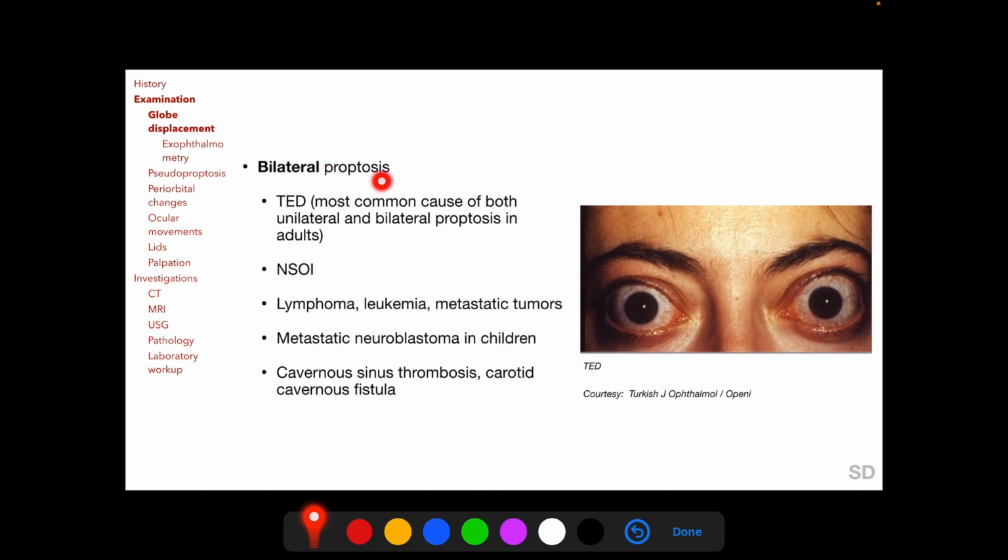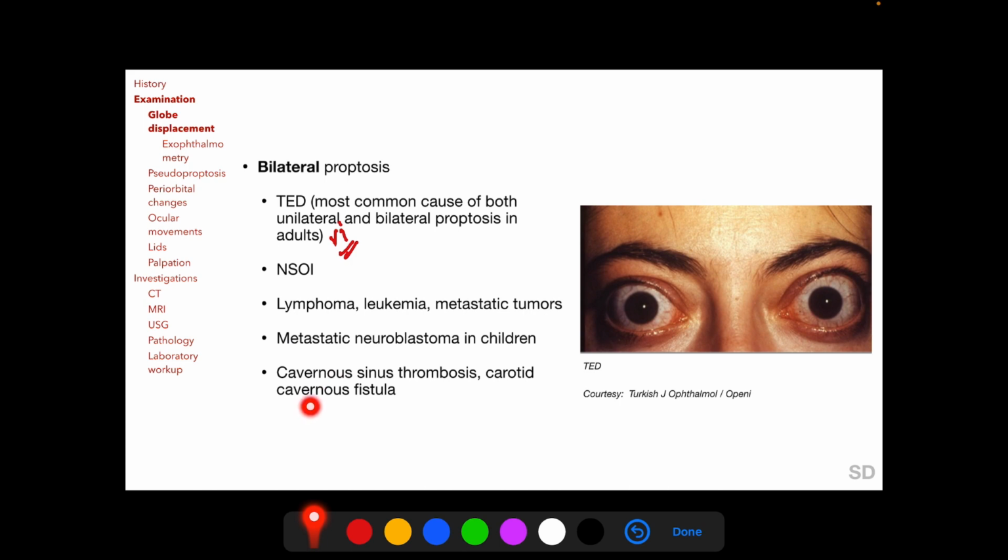Proptosis can be bilateral, and thyroid eye disorder is the most common cause of bilateral proptosis. Thyroid eye disorder is actually the most common cause of both unilateral and bilateral proptosis in adults, and this is very important to remember. Non-specific orbital inflammation can also involve both the orbits, causing bilateral proptosis, and other causes of bilateral proptosis include lymphoma, leukemia, metastatic tumors, metastatic neuroblastoma in children, and vascular disorders such as cavernous sinus thrombosis and carotid cavernous fistula.